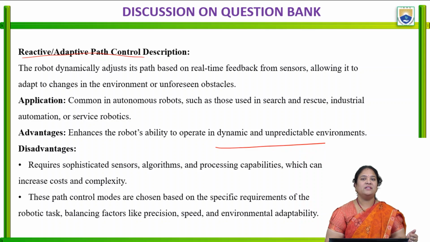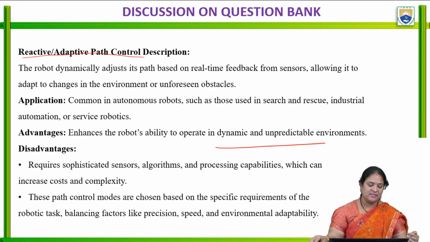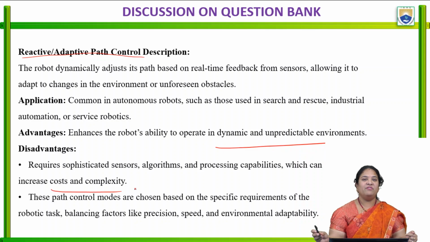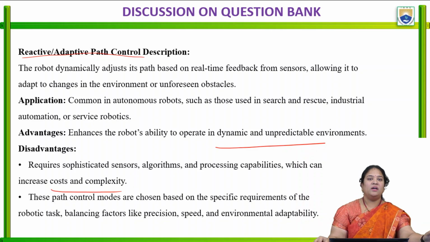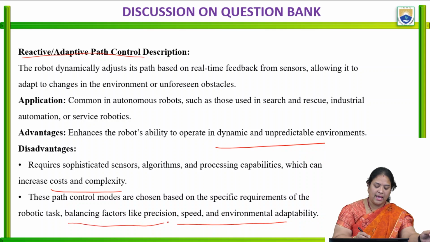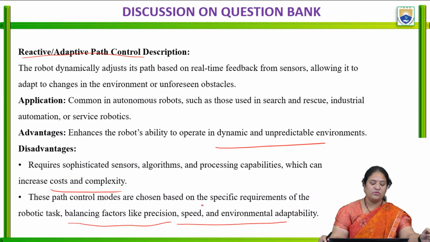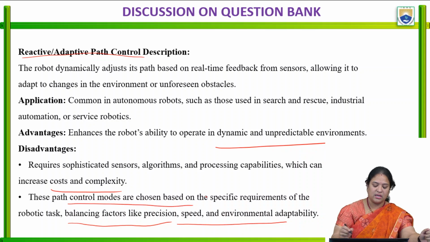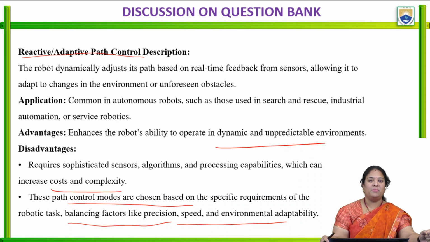But one disadvantage is that we require a processing capability, which can increase the cost and complexity. When we are using this particular type of robot, its cost is more and complexity is also more, as the algorithm written for this reactive path control system is more complex, right? And not only that, the speed, environment adaptability, and balancing factors like precision requirements of the robotic task or path control modes are chosen based on the specific requirements, right?